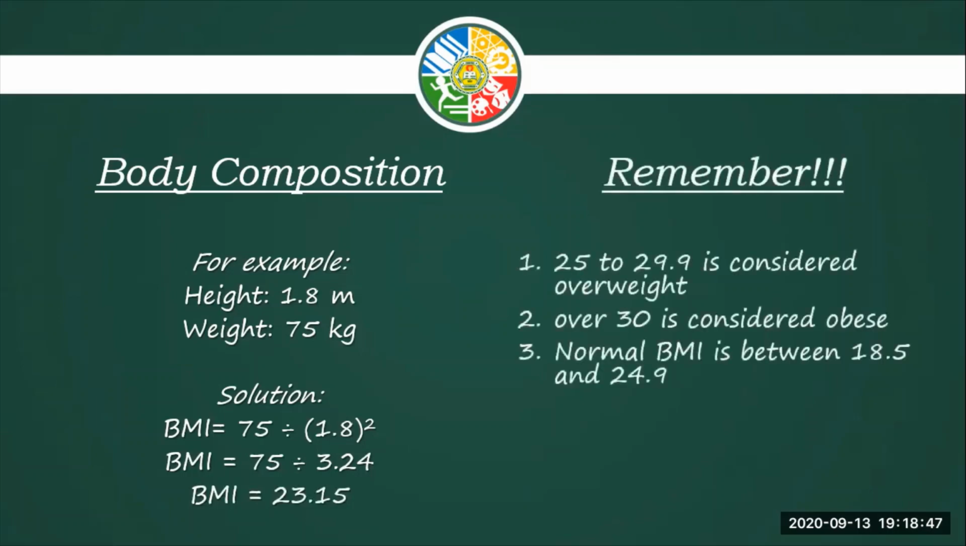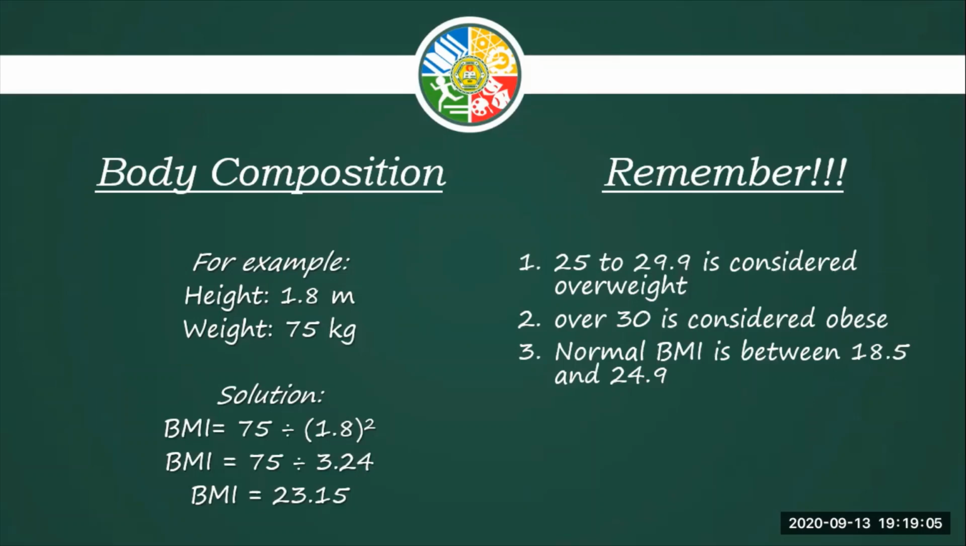So let us remember, a BMI that is 25 to 29.9 is considered overweight. A BMI that is over 30 is considered obese. A BMI that is in between 18.5 and 24.9 is considered normal.